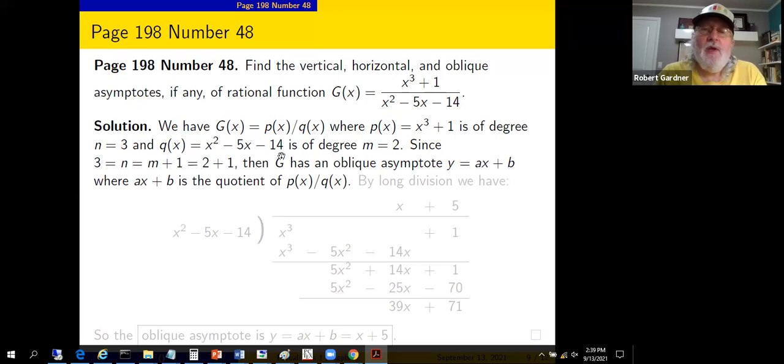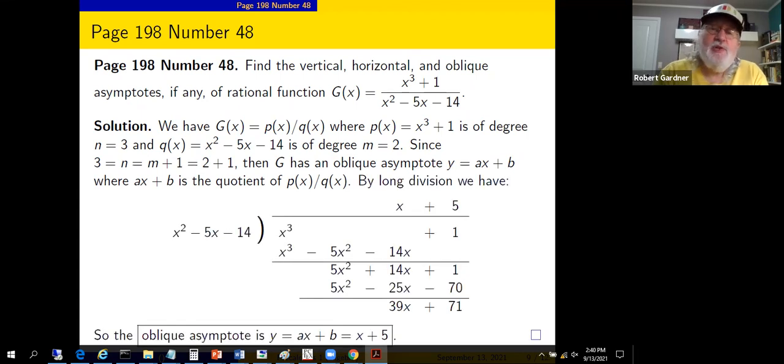The numerator is degree 3, n equals 3. The denominator is degree 2, m equals 2, in the notation we had earlier. So we've got n equals m plus 1, 3 equals 2 plus 1. So this is a situation where we get an oblique asymptote. The numerator is degree 1 greater than the denominator. That means an oblique asymptote. How do you find that oblique asymptote? Well, by what we just stated, we'll do long division.